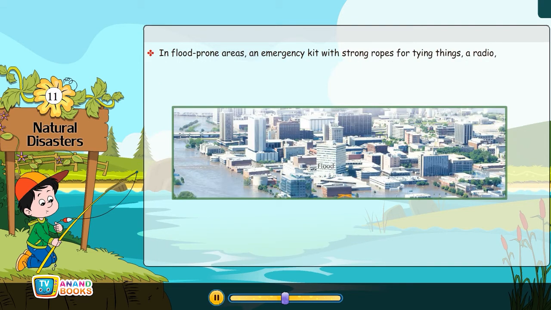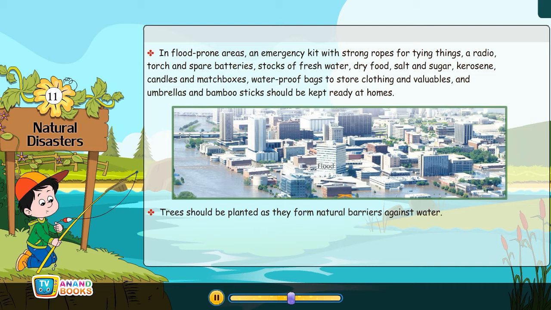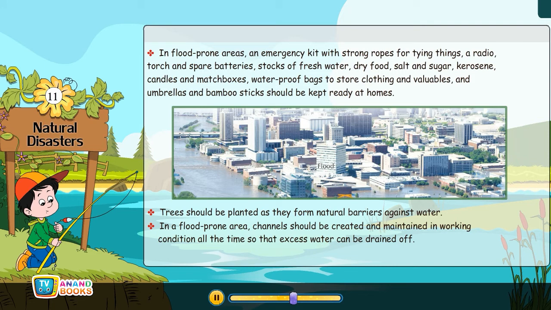In flood-prone areas, an emergency kit with strong ropes for tying things, a radio, torch, and spare batteries, stocks of fresh water, dry food, salt and sugar, kerosene, candles and matchboxes, waterproof bags to store clothing and valuables, and umbrellas and bamboo sticks should be kept ready at homes. Trees should be planted as they form natural barriers against water.